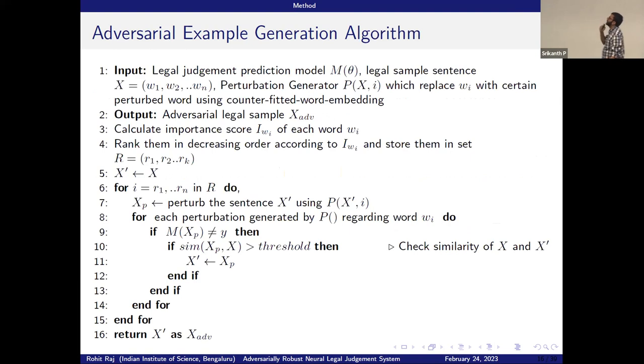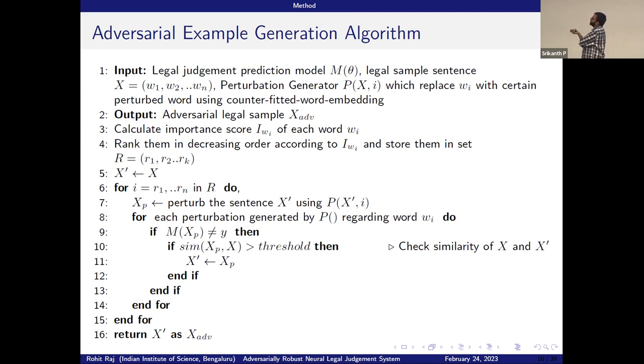So this is the overall adversarial example generation algorithm, in which the input is the legal model and we have our text, which has words W1 to WN, and the generator, as I explained earlier, which I am denoting as the perturbation generator, will replace a word with its synonym. So the output will be an adversarial example. First of all, we calculate the importance score of each word. Then we rank the words according to their importance. And then we initialize X_adv, the initial sentence, which is basically similar to our original sentence.